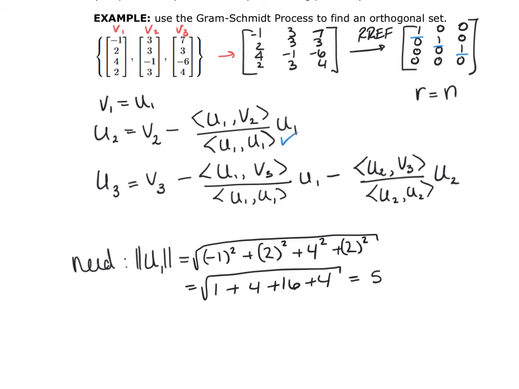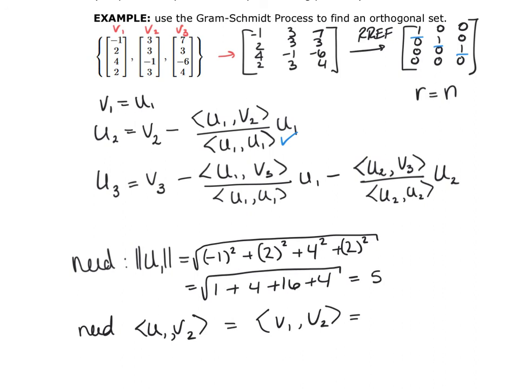So I have this replacement. I also need, for my U2, the inner product of U1 with V2. This is the same thing as V1 with V2. It's not crossed. It is the inner product, or dot product.